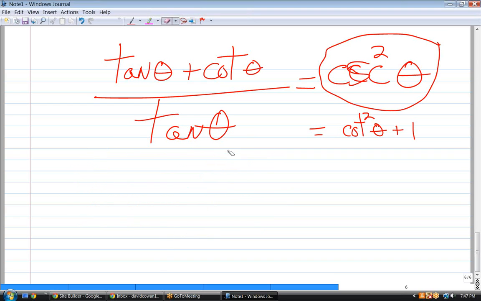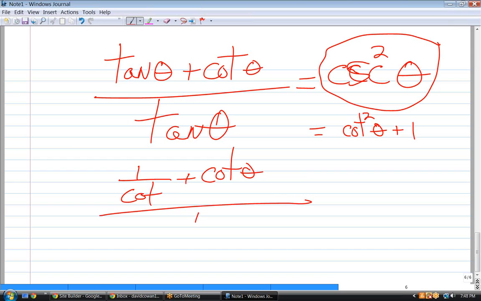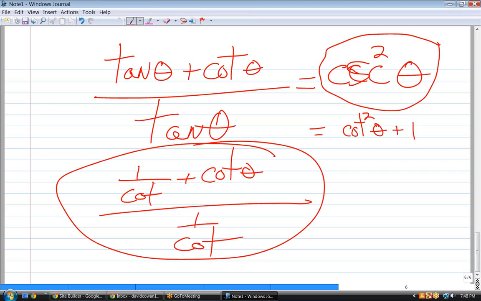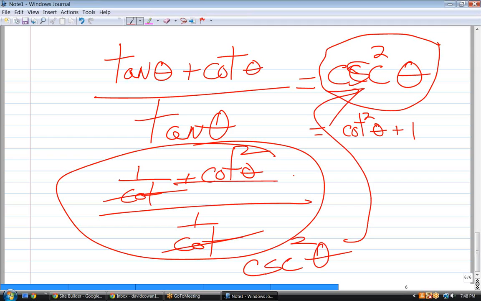The other way would be to convert everything to cotangent right off the get-go. Solve this algebra by finding a common denominator in the top. Cotangents end up dropping out, and you still end up with your 1 plus cotangent squared of theta. And then, of course, you want to change that. The very final step is to call it cosecant squared of theta, and then draw an arrow to that.